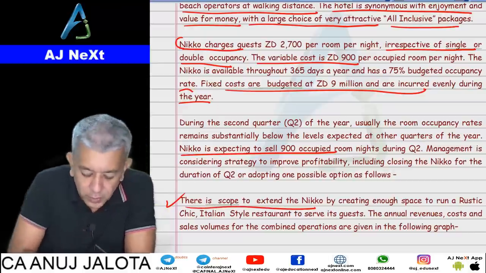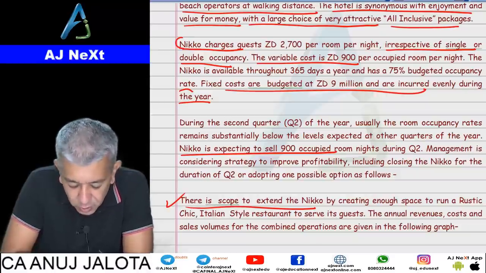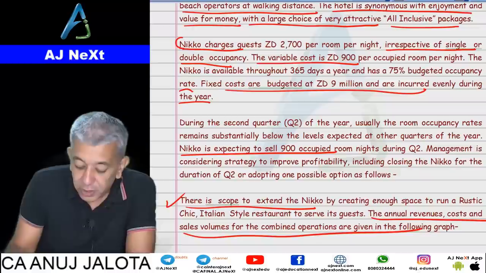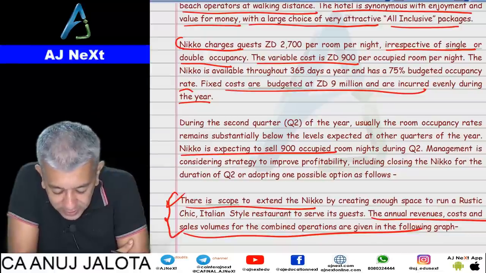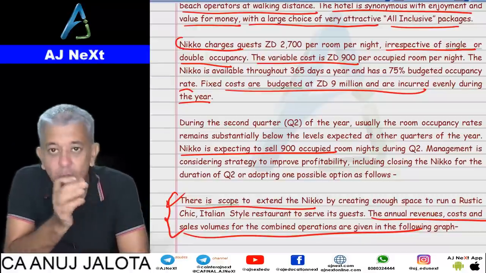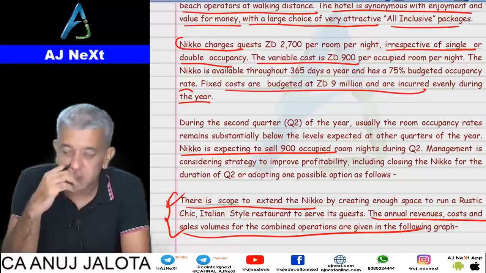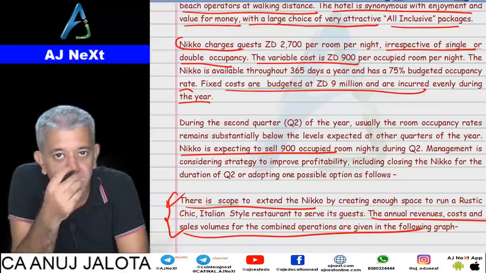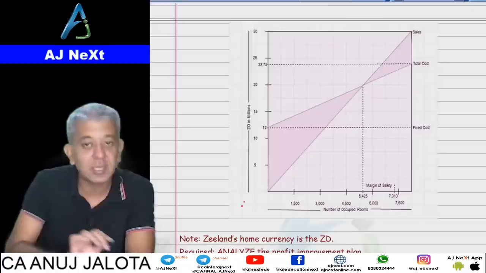There is a scope to extend Nikko by creating enough space to run a rustic chic Italian style restaurant to serve its guests. The annual revenues, cost and sales volume for the combined operations are given in the following. So they are thinking of opening an Italian restaurant inside the hotel. Combined means the hotel business will continue, and apart from that the restaurant as well. Combining all this, how much will it be?